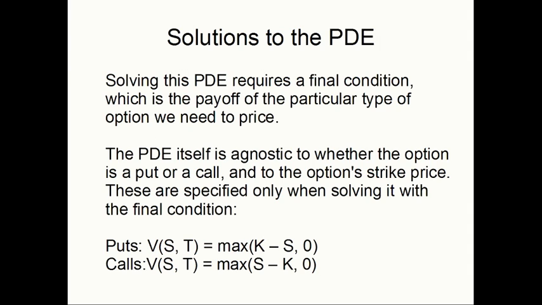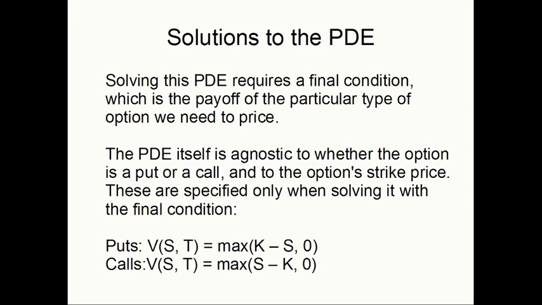Solving this PDE is a boundary value problem with two boundary conditions on S, because it's of second order, and one final condition on T. The final condition on T is the option payoff. For puts, the payoff is the maximum of K minus S or 0, where K is the strike price. For calls, the payoff is the max of S minus K, or 0.